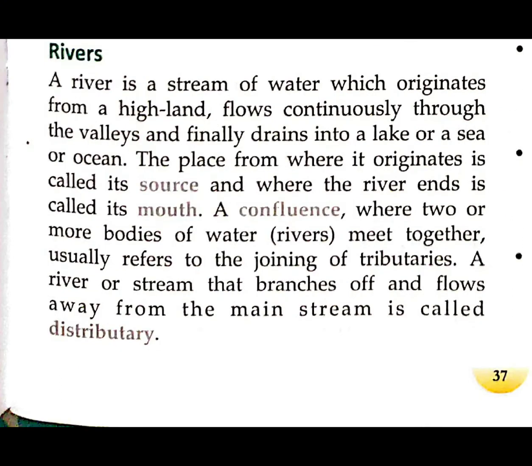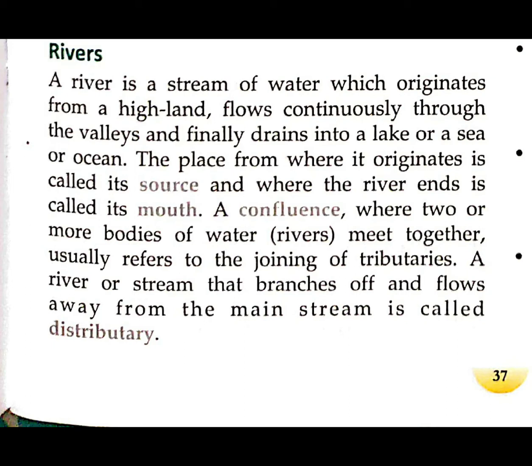Now let's come to rivers. A river is a stream of water which originates from high land, mostly from mountains and glaciers, flows continuously through the valleys, and finally drains into a lake, a sea, or an ocean. The place from where it originates is called its source, and where it ends is called its mouth.